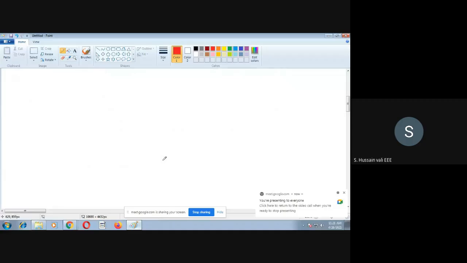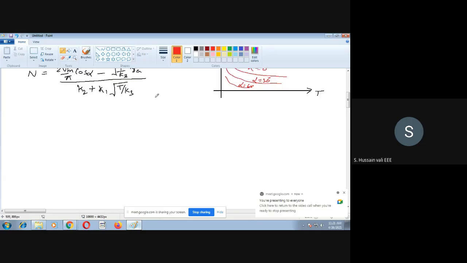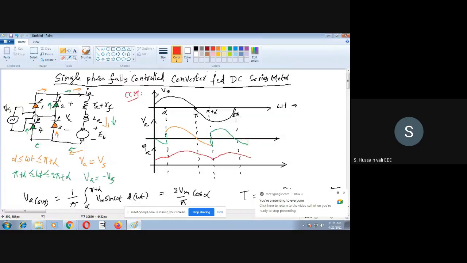Then we'll go for the discontinuous conduction. So what is the case of discontinuous conduction is that, I hope you know the discontinuous conduction. In discontinuous conduction, a part of the current will become zero.